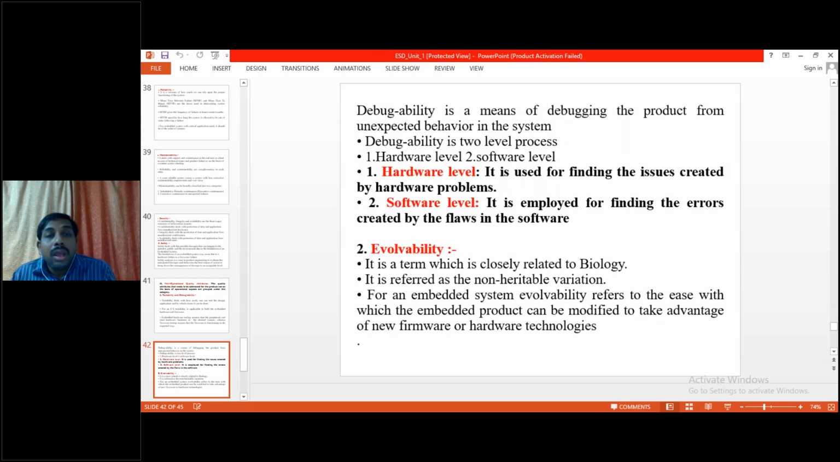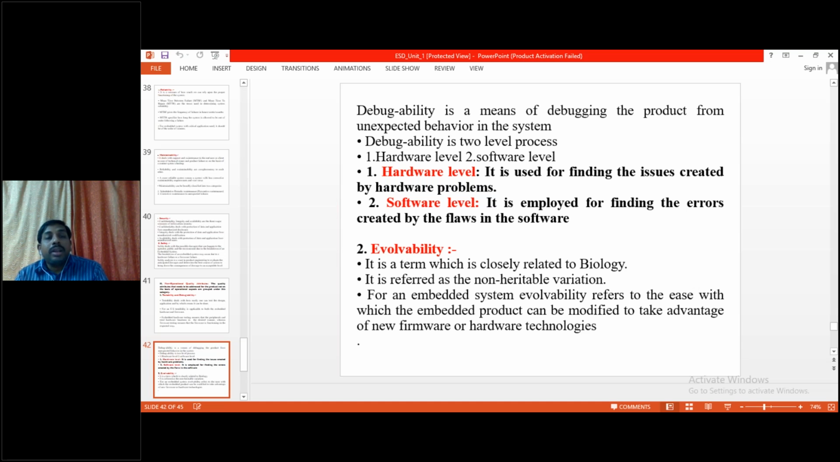What is debuggability? Upon unexpected behavior, you can easily identify that unexpected behavior. Debuggability is a two-level process, a hardware level and a software level. Hardware level is finding the hardware problems. Software level is finding the flaws created in the software. So the first characteristic is testability. Even if the device is not operated by any end user, you can test the device and you can debug it.